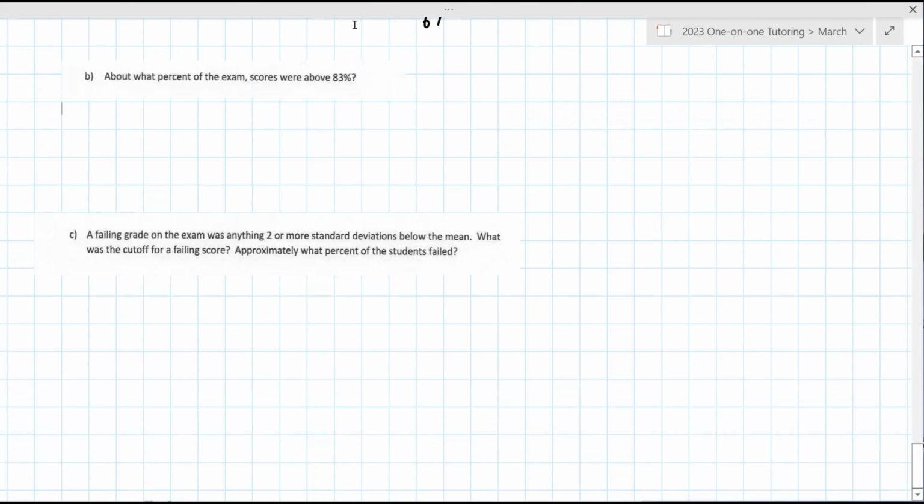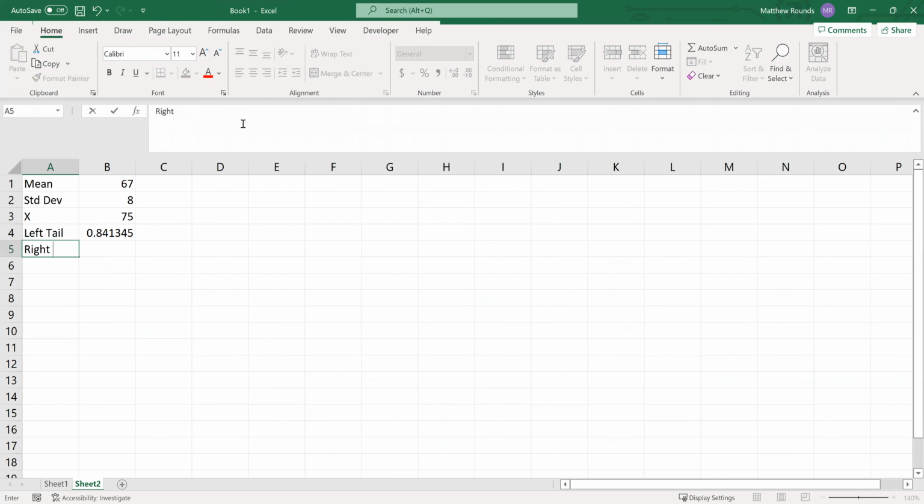All right, what percent of the exam scores were above 83%? So I'm going to go back to the Excel, and you're going to see again the power of the Excel here. So the left tail is 0.84. The whole area under the curve is 1. So if I subtract this number from 1, those two add up to 1 here. So the only thing we're changing here is the X value, this 83, and see how those values update. So the right tail is 0.02275. That's the percentage of exam scores above 83%.